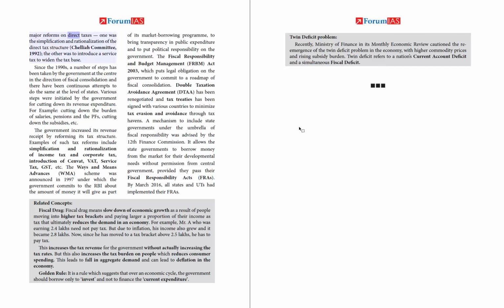1992. Major reforms on direct taxes. One was the simplification and rationalization of the direct tax structure, Chelliah Committee. The other was to introduce a service tax to widen the tax base. Since the 1990s, a number of steps have been taken by the government at the Center in the direction of fiscal consolidation, and there have been continuous attempts to do the same at the level of states.